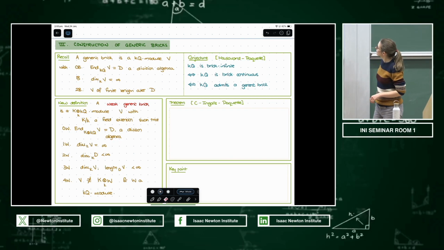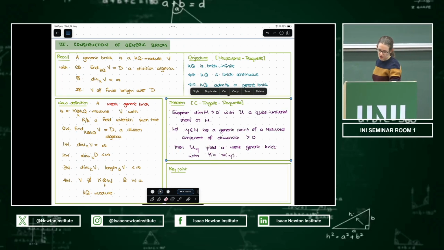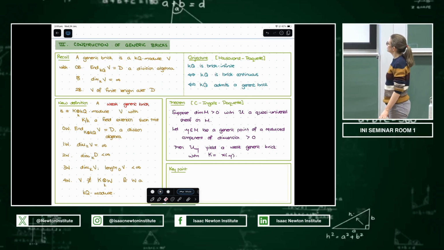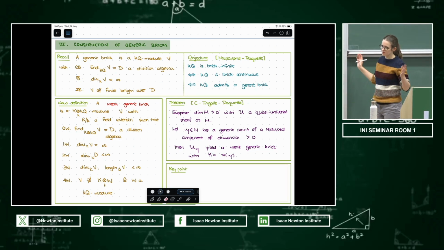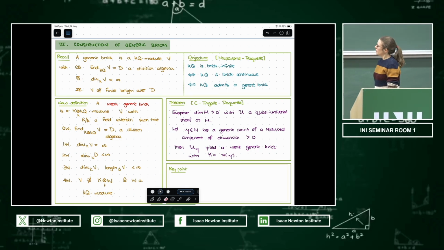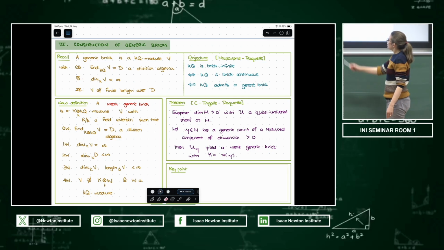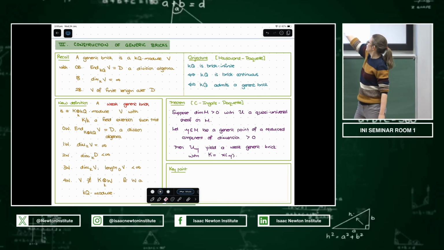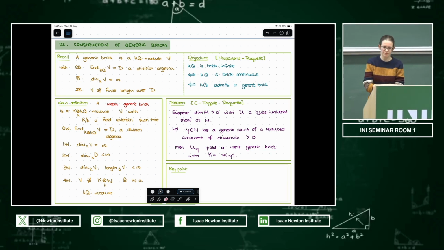So the theorem that we have so far is that if M is of positive dimension and U is a quasi-universal sheaf, and we take a generic point eta of some reduced component of positive dimension, again, we're interested in at least a one-parameter family, then if we take the stalk at eta, it yields a weak generic brick where our big field K is kappa of eta, the function field at eta.